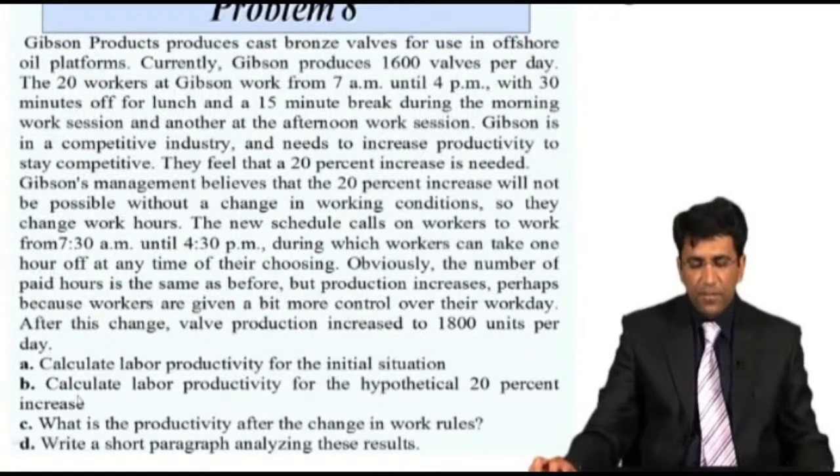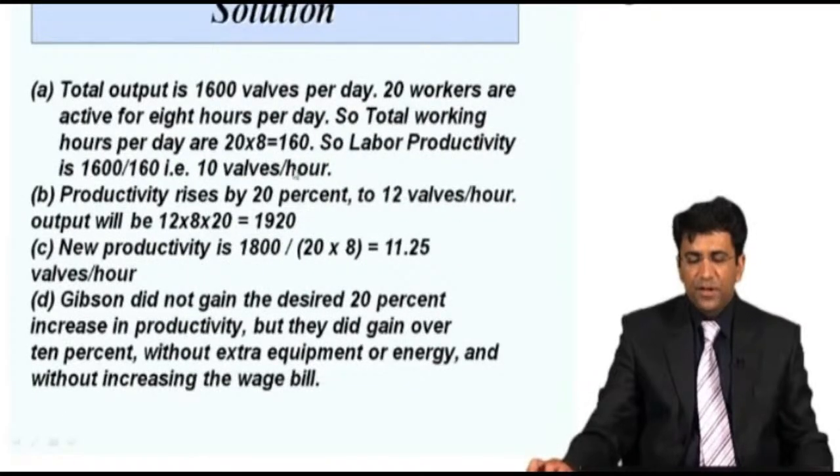Now students, what is the second requirement? We'll have to calculate the labor productivity for the hypothetical 20% increase. As we just calculated, the productivity is 10 walls per hour. So if there is an increase of 20% in productivity, it will become 10 plus 10 multiplied by 20%, that is 0.2. 0.2 multiplied by 10 is 2, so the productivity will be 12 walls per hour. So if they want to increase the productivity by 20%, the new productivity will be 12 walls per hour.